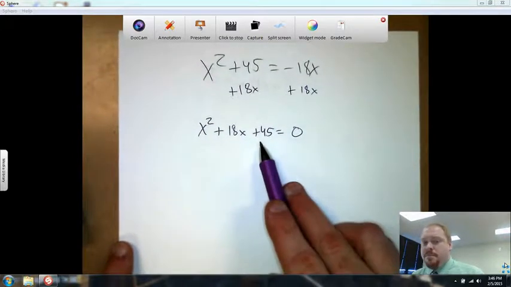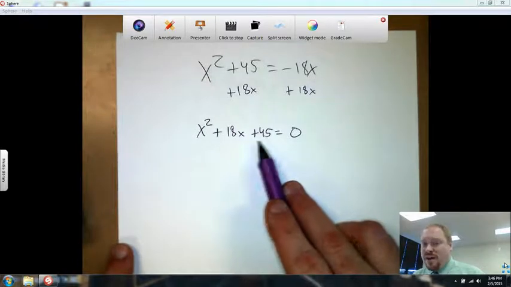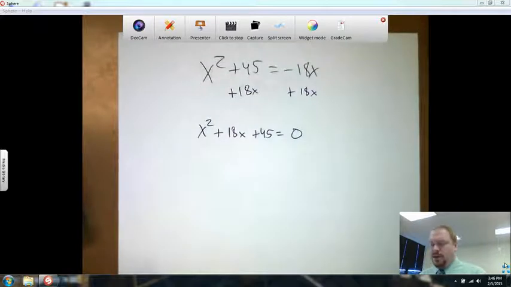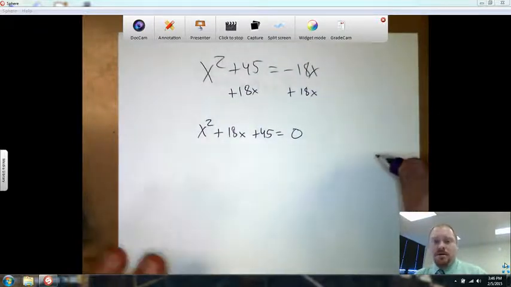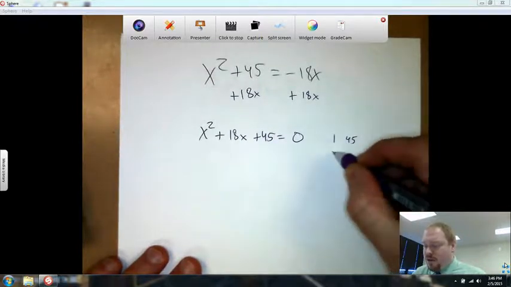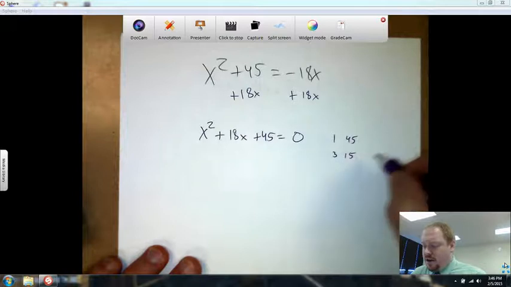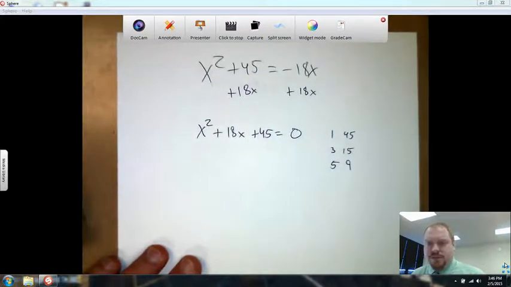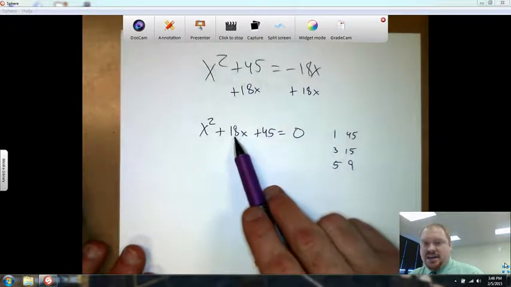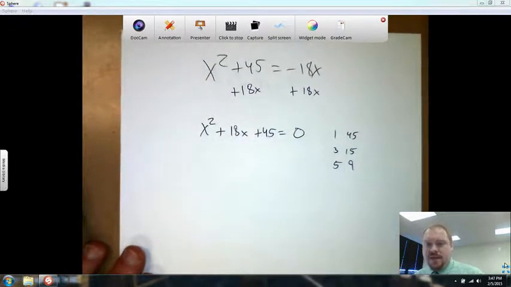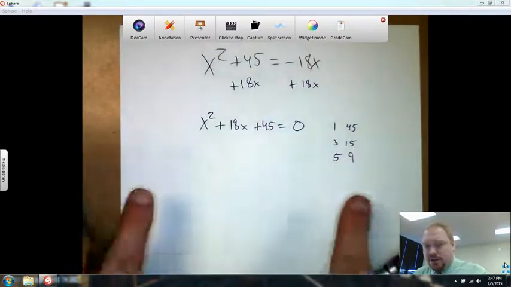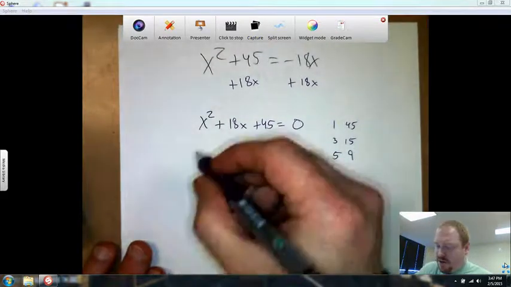Okay, I need numbers that multiply together to give me 45, but add together to give me 18. Well, I could think of all the pairs that give me 45. So 1 and 45, 3 and 15, 5 and 9. So I pick the pair that adds together to give me 18. In this case, it's 3 and 15. So I'm going to split this 18x up into 3x and 15x.